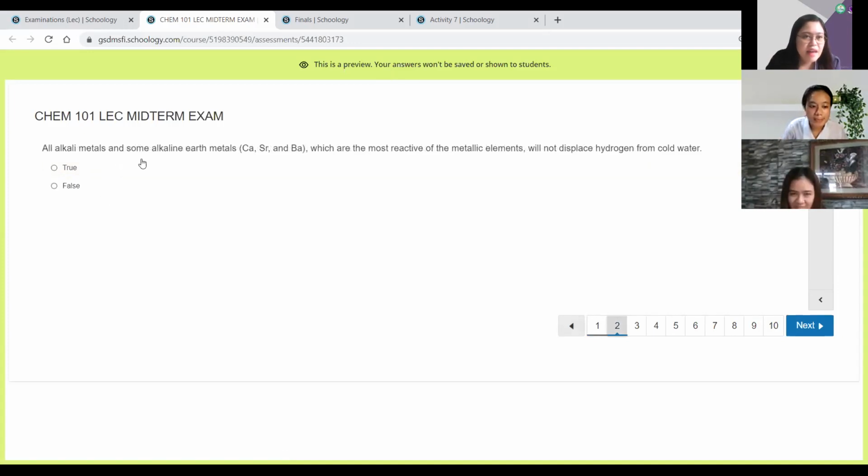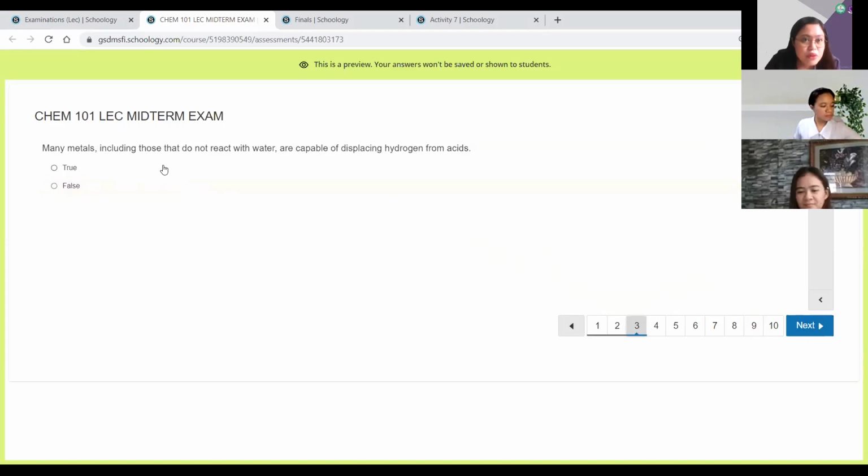And then, all alkali metals and some alkaline earth metals. Alkali metals are the group 1 in the periodic table and alkaline earth metals yung group 2, which are the most reactive of the metallic elements, will not displace hydrogen from cold water. So this one naman is false. So bakit false? Remember, our metals can displace hydrogen if we look at the activity series of metals. Itong mga metals na ito, lithium, sodium, potassium, and even calcium, strontium, and barium are located above the hydrogen in the activity series of metals. So these metals are able to displace hydrogen from cold water. So false.